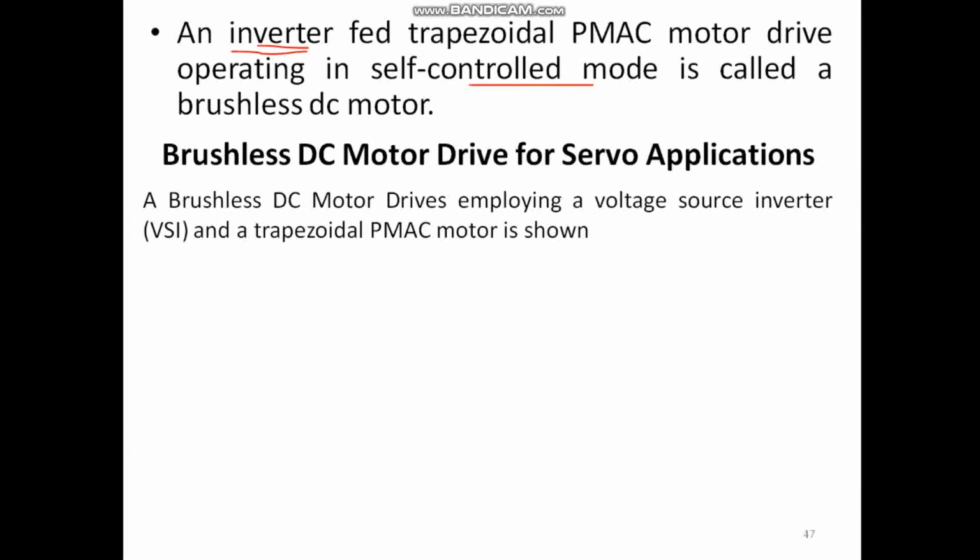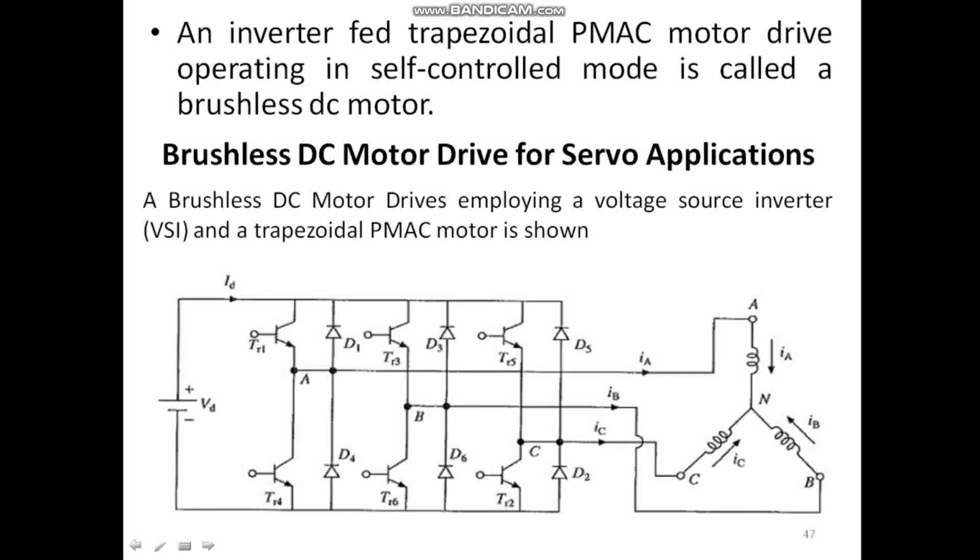A brushless DC motor drive employs a voltage source inverter, a VSI, and a trapezoidal PMAC motor. This is how it looks. See, this is the stator of my motor.